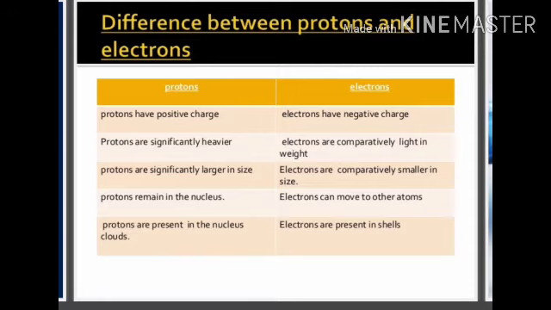Protons remain in the nucleus, while electrons can move to other atoms, and the number of electrons present in the outermost shell is called valence electrons. Protons are present in the nucleus, while electrons are present in the shells and can be transferred from one atom to another, one element to another. Next, we will discuss isotopes and isobars.